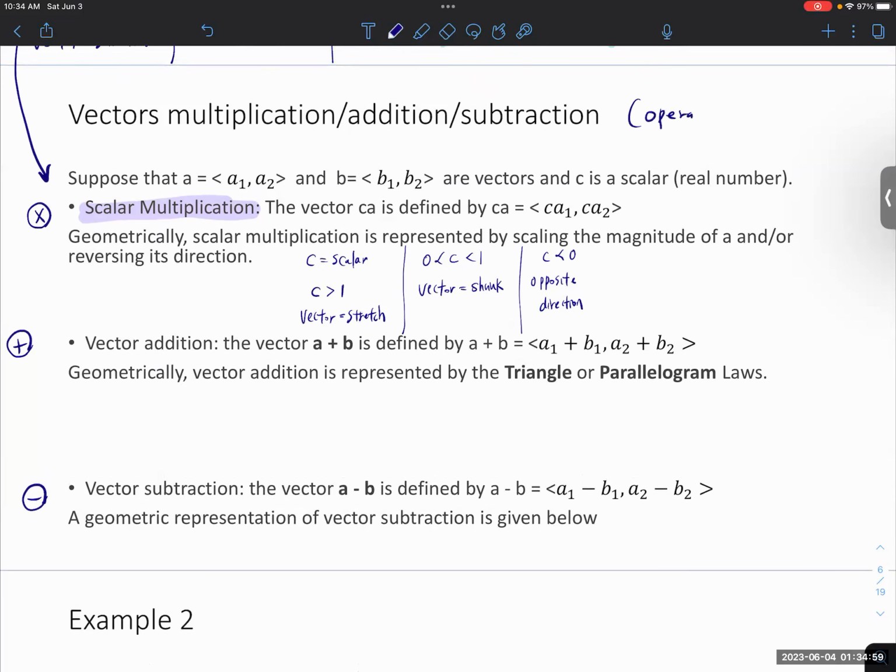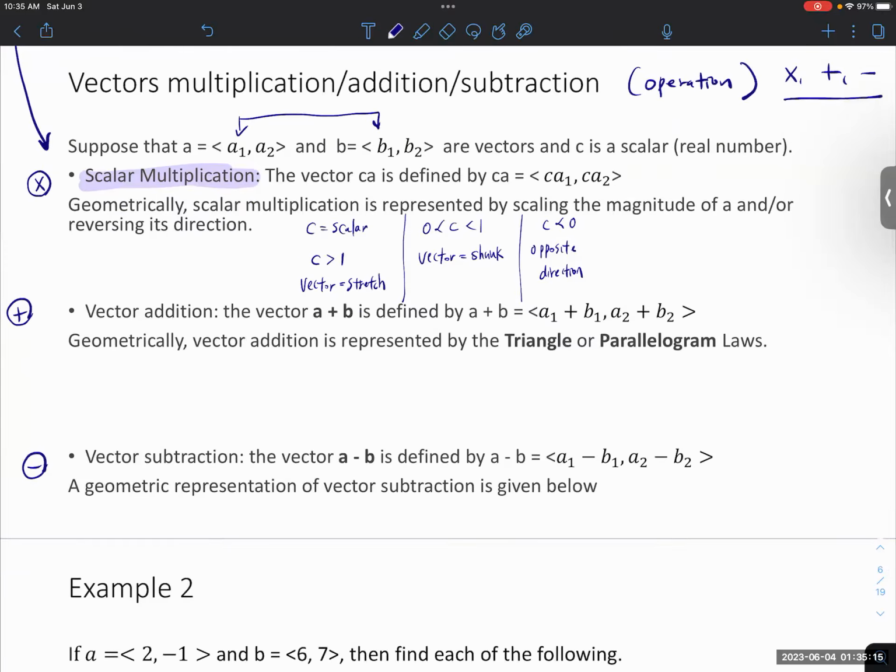So these are the operations of vectors: multiply, add, and subtract. If you have two different vectors, A and B, what if you add, multiply, or subtract? The scalar we just checked, right? And then the vector addition. You can add two different vectors. If you're adding two vectors, A and B, you can simply add the X components, and then add the Y components. So you can find the A plus B vector.